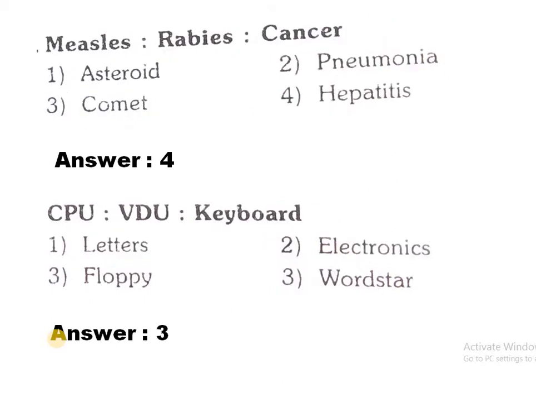So next question: measles, rabies, cancer. So how are they related? These all three, measles, rabies, cancer, are diseases caused by viruses. All the diseases are caused by viruses. Asteroid is different from here. Comet is also different. It's not suitable.